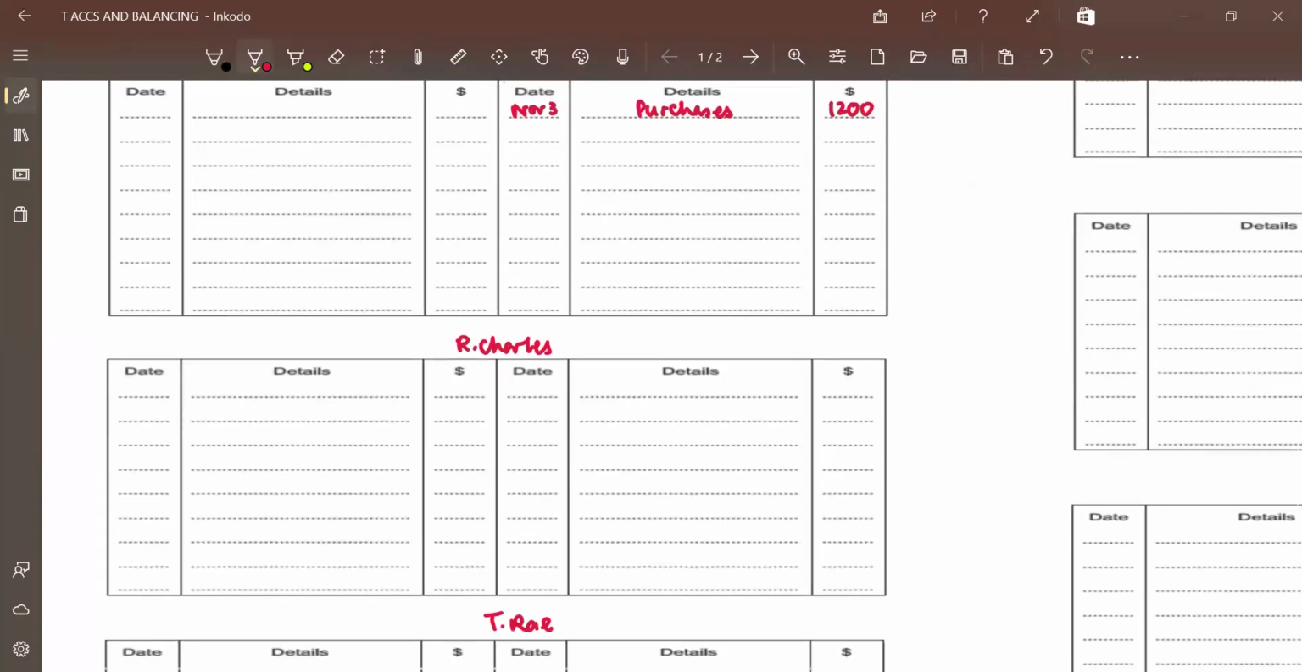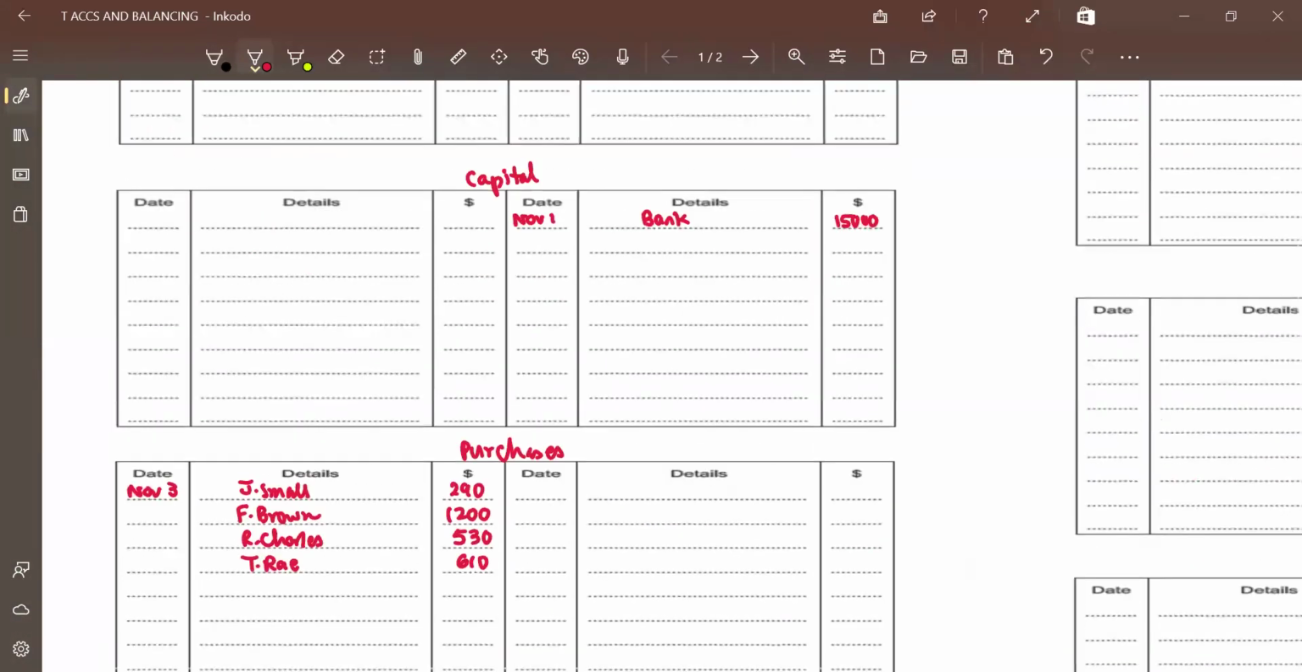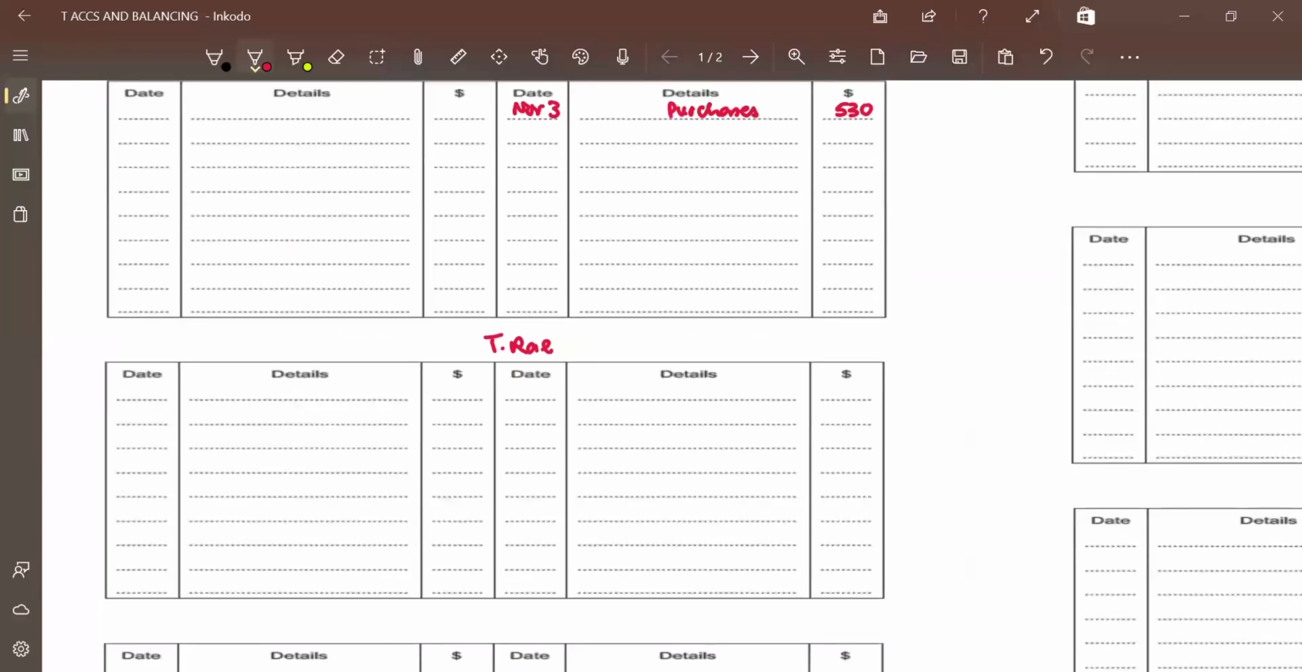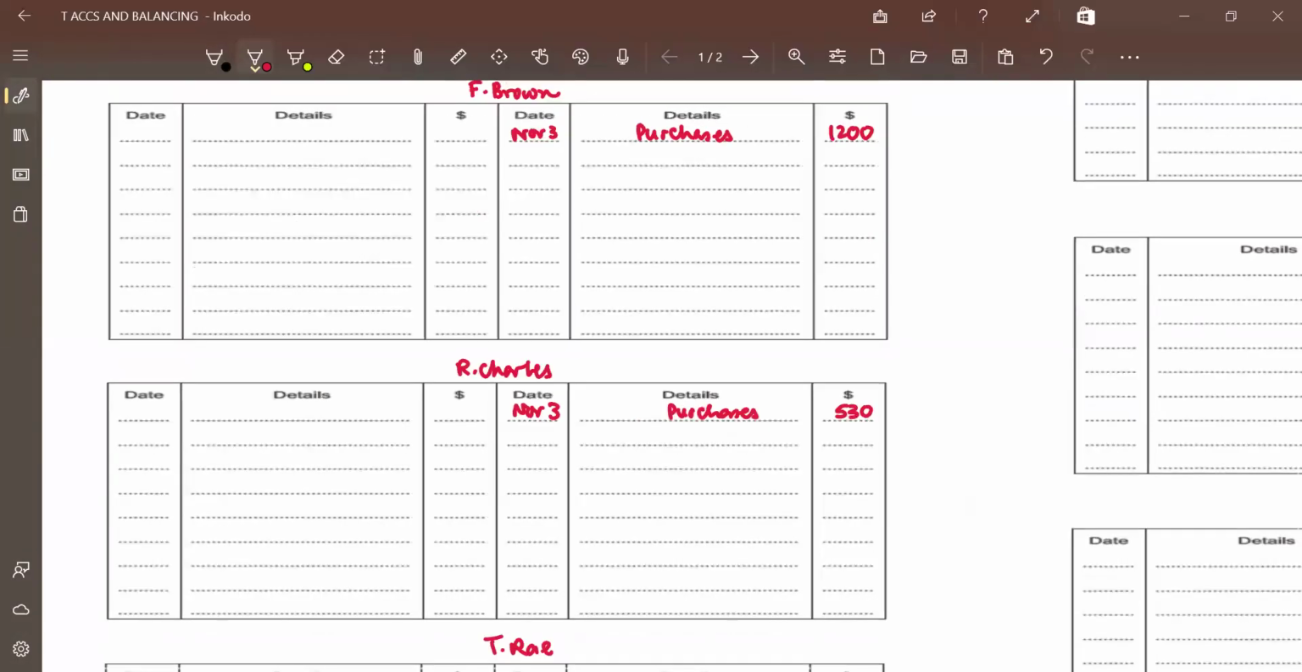Then R Charles 530. I'll have to credit R Charles by 530, and debit the purchases account, which is already done. So R Charles is a liability on me. And then T Ray is 610. So I'll write down T Ray 610 on the credit side. Why am I crediting him? Because I've purchased goods on credit. So this person is a liability on me. It's on the 3rd of November that this transaction took place.